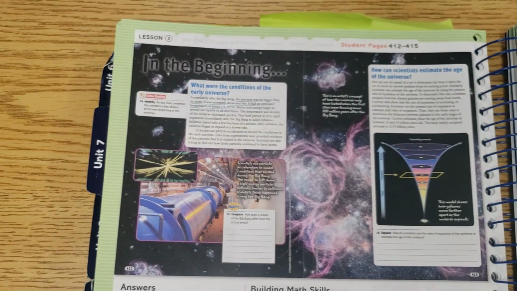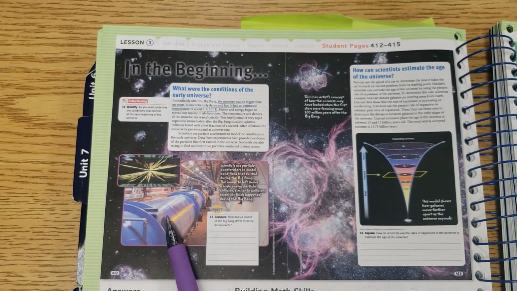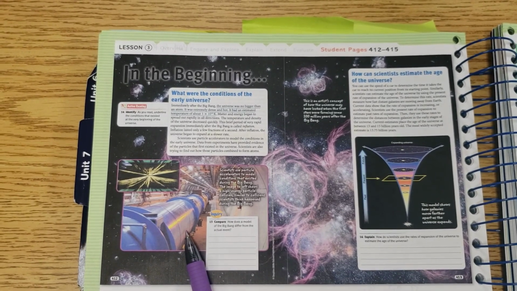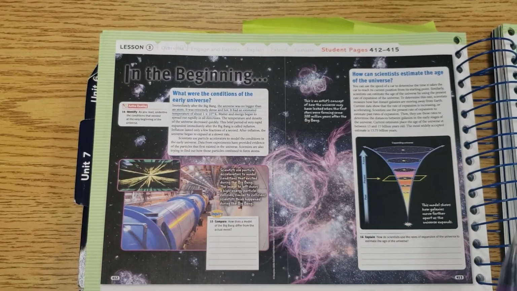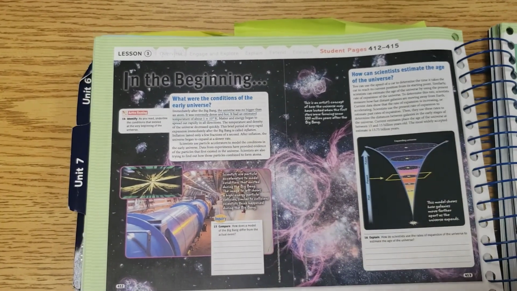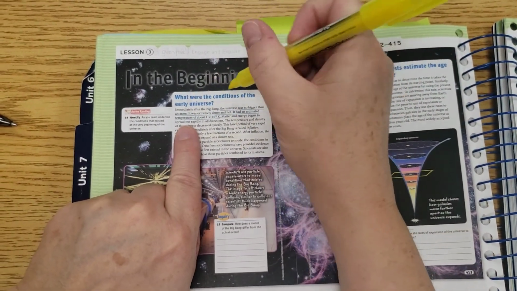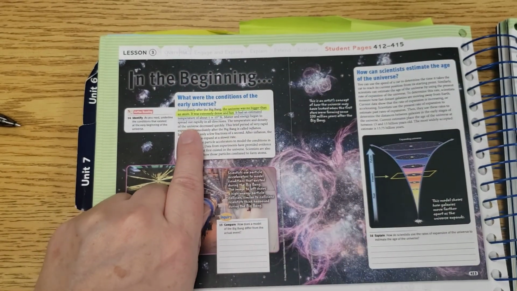So page 412 and 413, we decided that we were not okay with them trying to replicate Big Bang inside a chamber, and we at least didn't want to live close to it. So that's what they're doing here. So what were the conditions of the early universe? Let me find my highlighter. So the universe was no bigger than an atom, and it was extremely dense and hot. We're going to leave it right there, and we'll come back to some of that a little bit later.